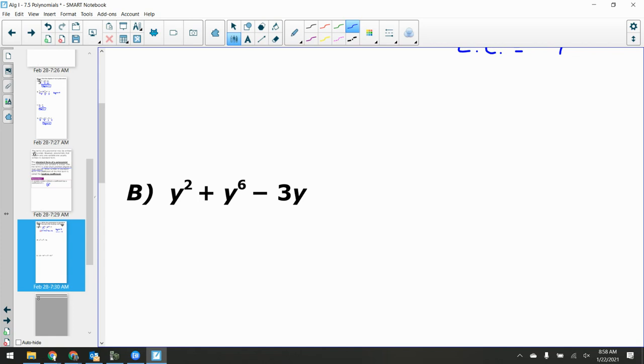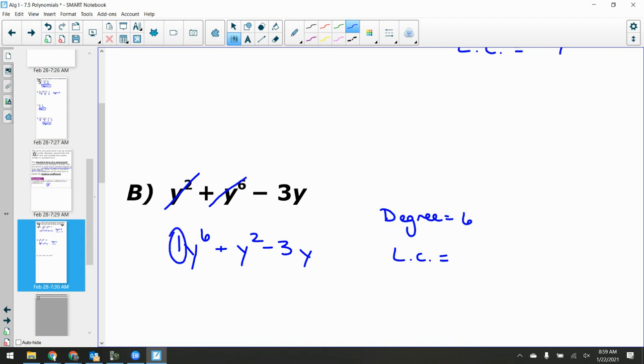Y squared plus y to the 6 minus 3y. All right, well, the highest degree is what? 6. So let's put that one first. Y to the 6th. Okay, that one's out of the way. Only 2 more left. Y squared coming next. And then minus the 3y. So the degree, the highest power on y, is 6. And what's my leading coefficient? 1. Be careful with that one, it's 1. Okay, that's my leading coefficient.